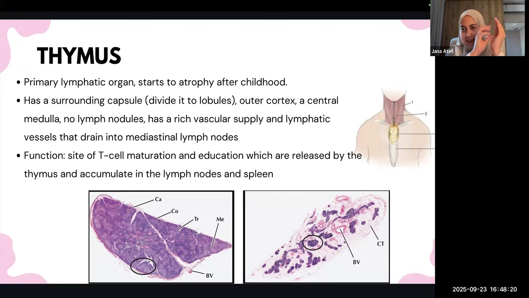Each lobule has a cortex, which is the outer layer of it, and a medulla, which is the central layer, okay? The function, like we said, is that it's a site of T cell maturation and education. It's something called T cell education.